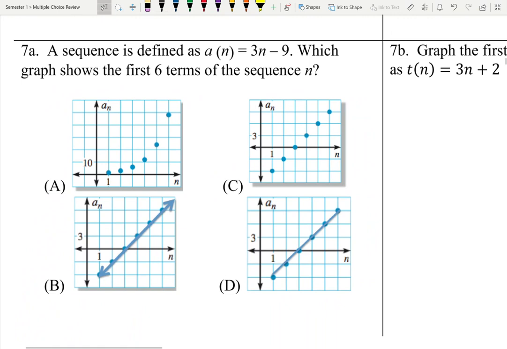7a, a sequence is defined as a of n equals 3n minus 9. Which graph shows the first 6 terms in the sequence? Well, for our first term, we'd substitute in a 1. So a of 1 would be 3 times 1 minus 9, so that would be 3 minus 9, which is negative 6. So we should have a point at 1, negative 6. That looks like this one, right? 1, negative 6.